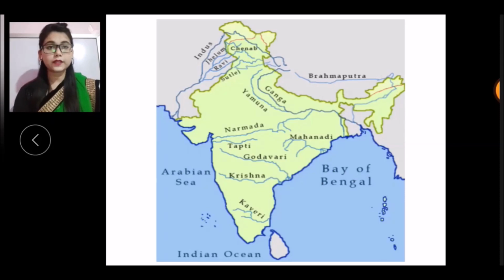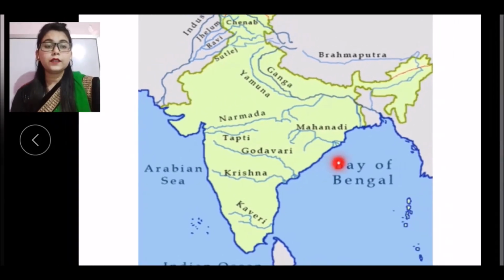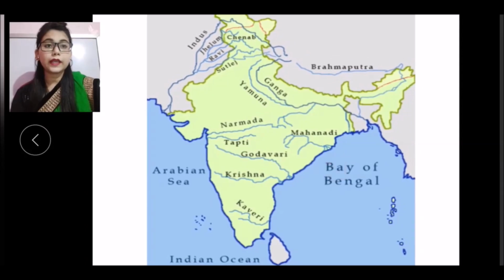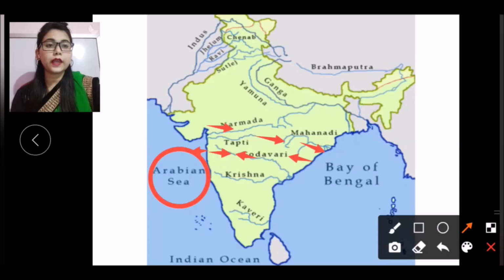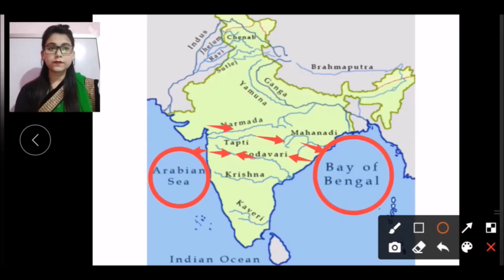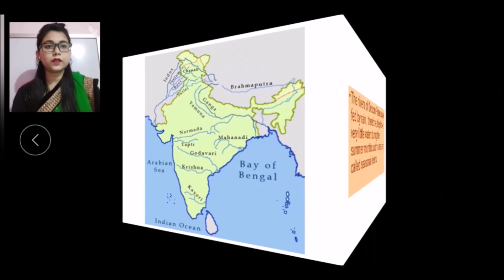Now students, look at this map. Here you can find the rivers I told you, like Mahanadi, Godavari, Krishna, Kaveri. Here you can see these are flowing from west to east and flowing into the Bay of Bengal. And here you can see the Narmada and Tapi flowing from east to west and then falling into the Arabian Sea. Now understood? Now students, we'll see further.